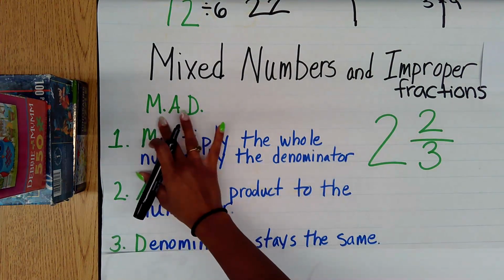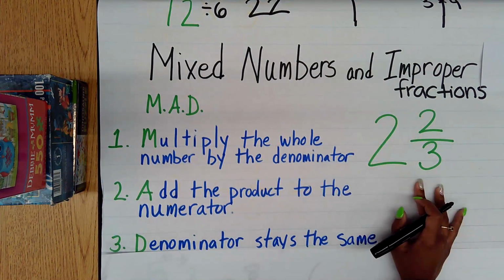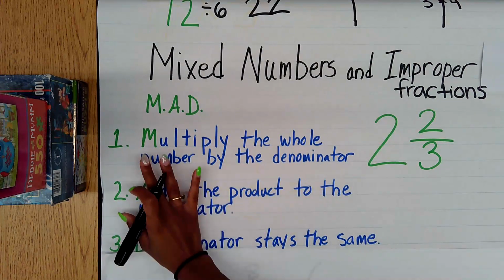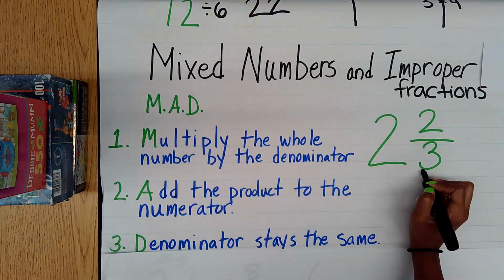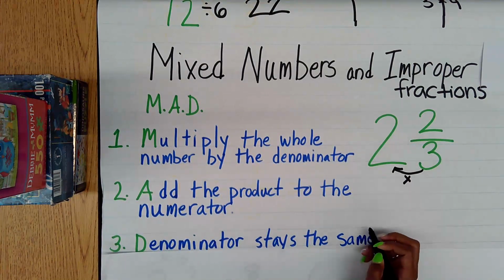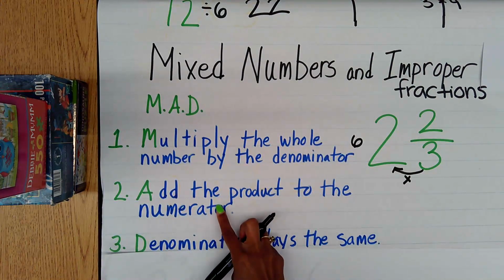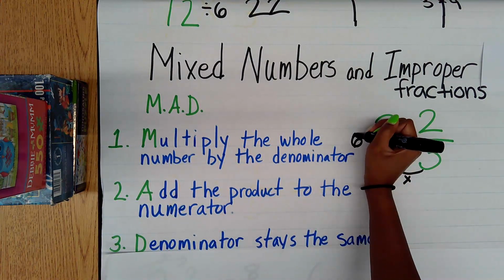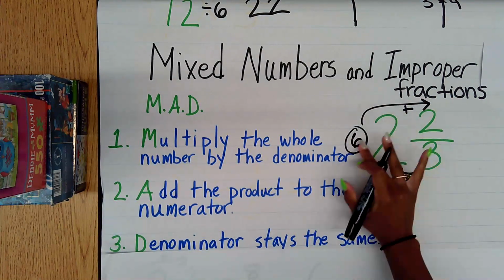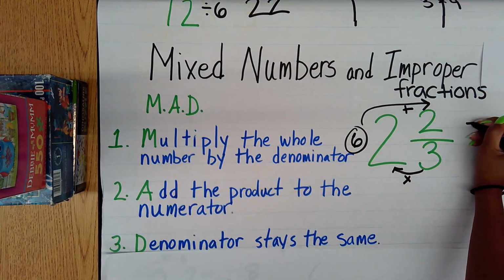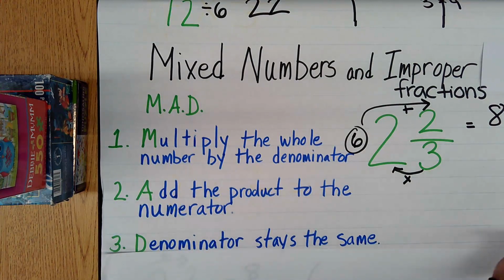To start, we can use MAD to remember the steps in order to take our mixed number and turn it into an improper fraction. I want to start by M, multiply the whole number by the denominator. So I'm going to take 3 and 2. I'm going to multiply those together to give me 6. I'm then going to add the product to the numerator. So I'm going to take 6, add 2. That gives me 8. And my denominator stays the same.